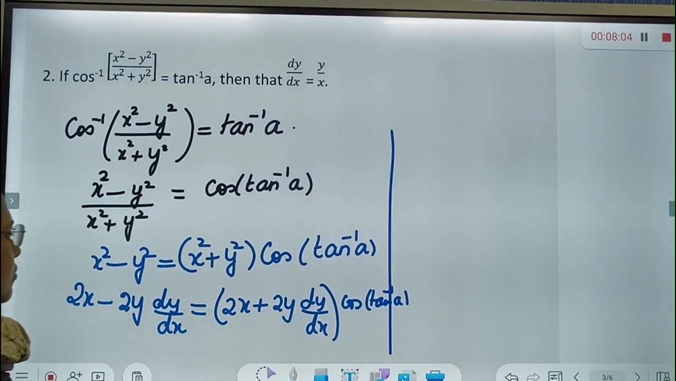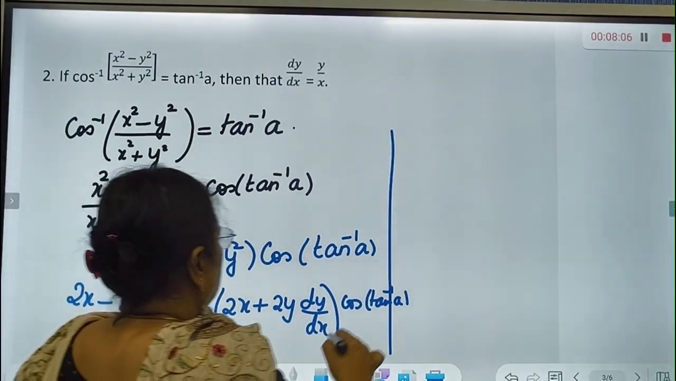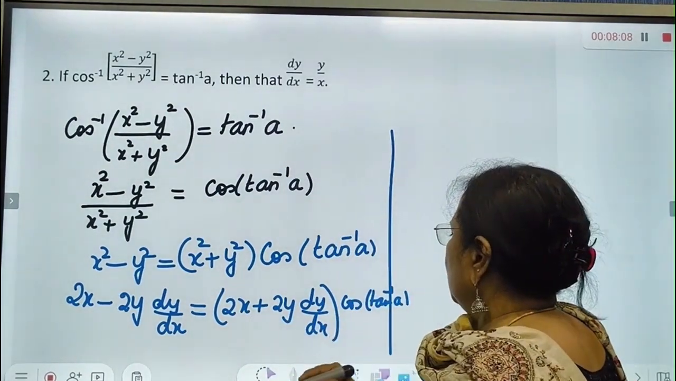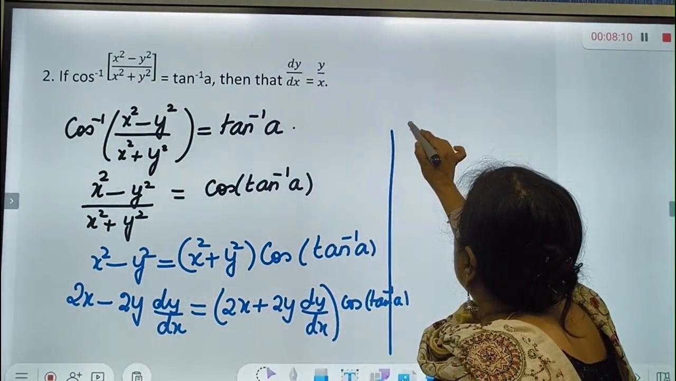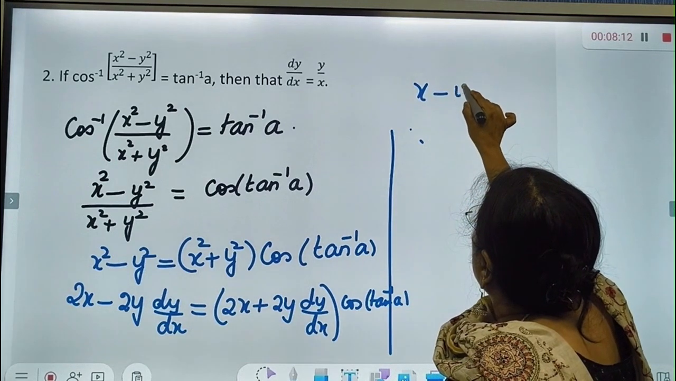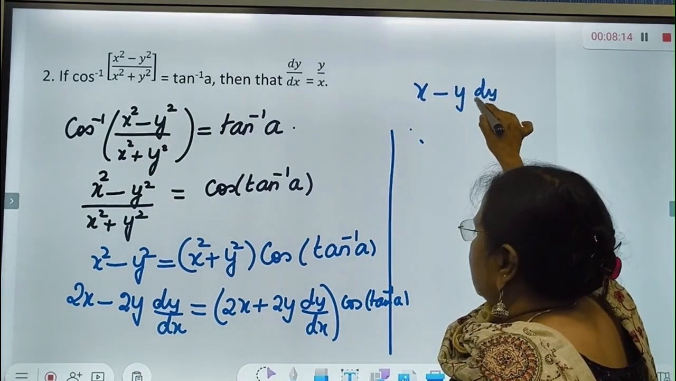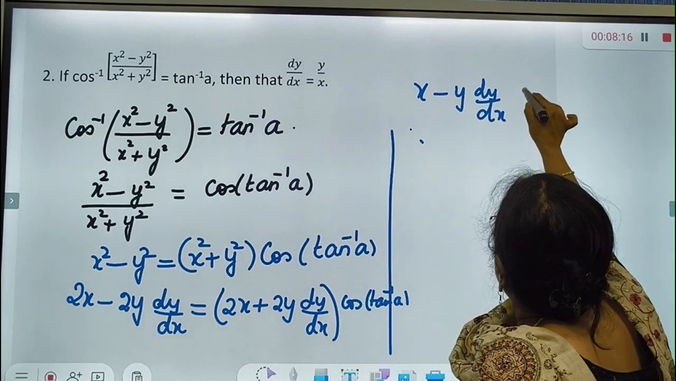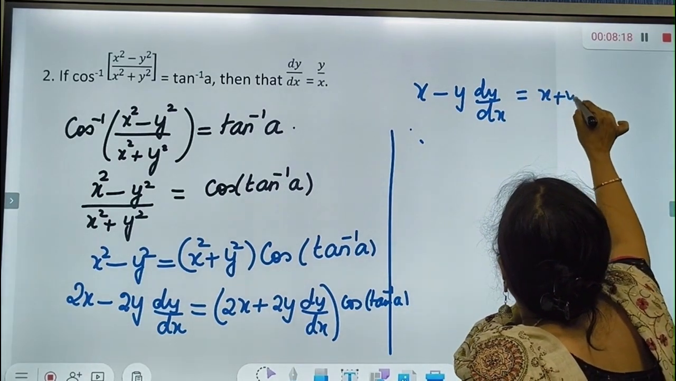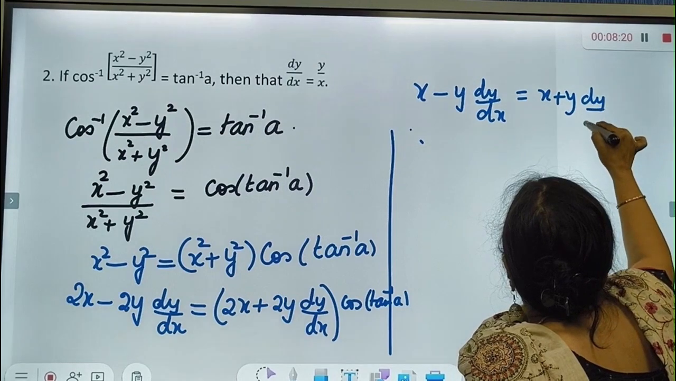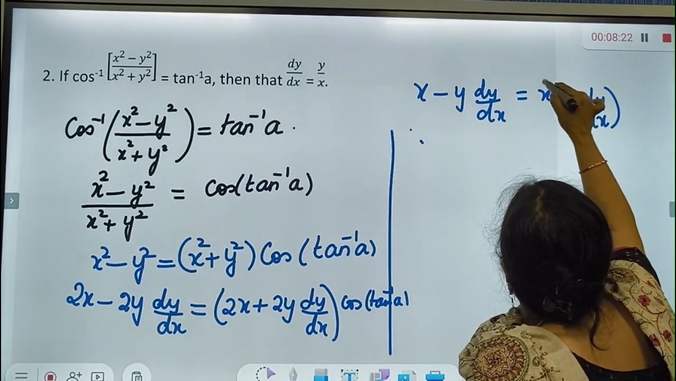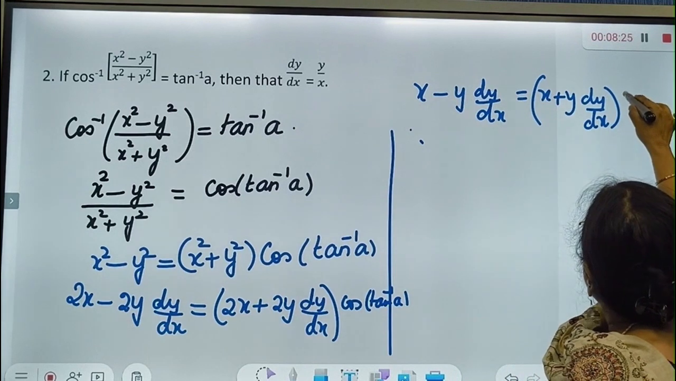Now I will cancel off this 2 everywhere. I get x minus y dy by dx is equal to x plus y dy by dx into cos of tan inverse a.